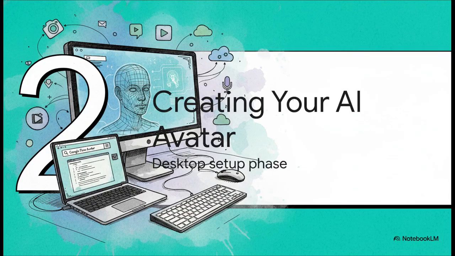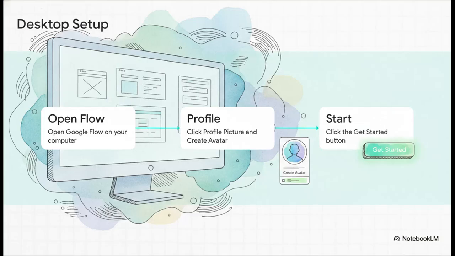Moving to Section 2, creating your AI avatar. This is the desktop setup phase. Now, you might be thinking creating a digital twin requires some sort of crazy tech degree, but I want to show you exactly how simple it is to get this running today. First, you're just going to open up Google Flow on your computer. From there, look up at the top corner, click on your profile picture, and select Create Avatar from that drop-down menu. And step 3, simply hit that Get Started button. It really is that straightforward to kick off the whole process right from your desk.